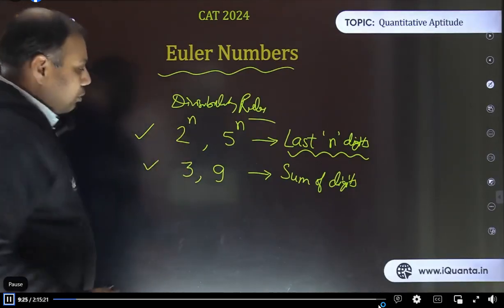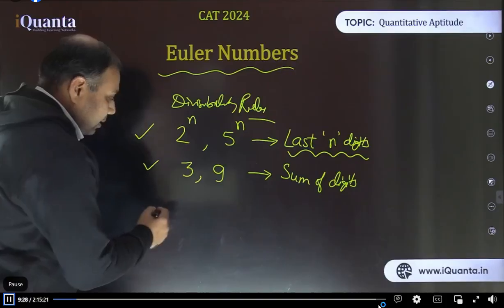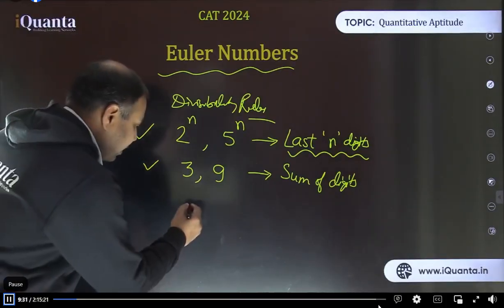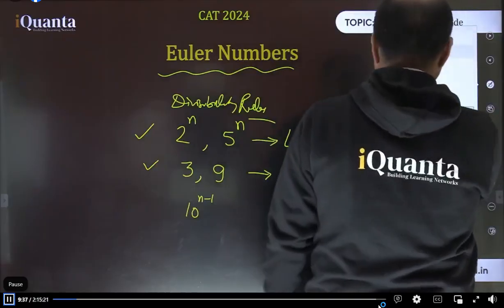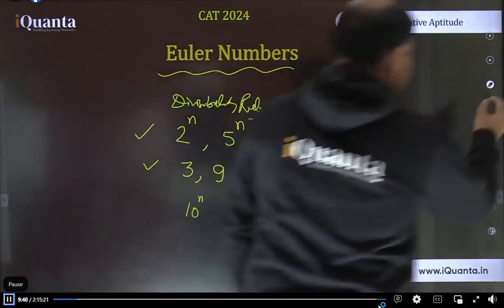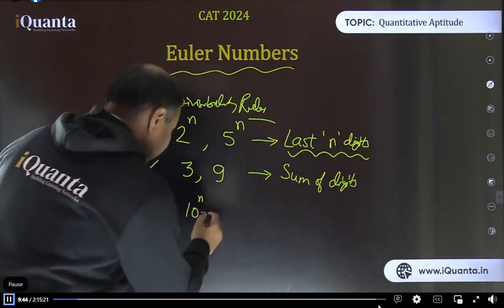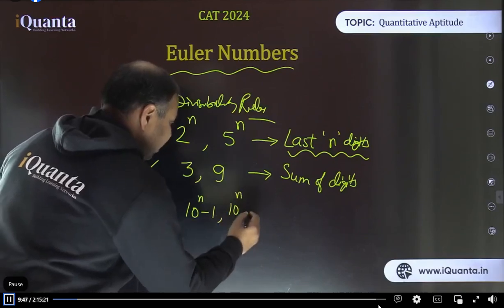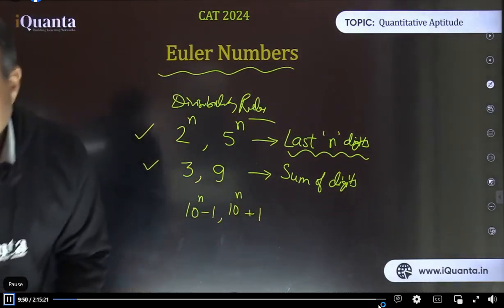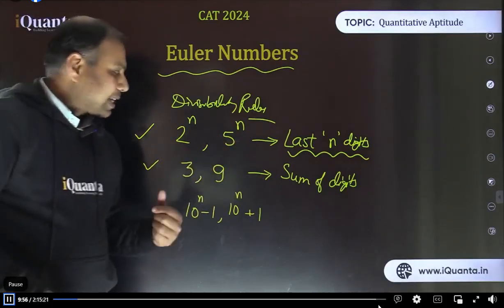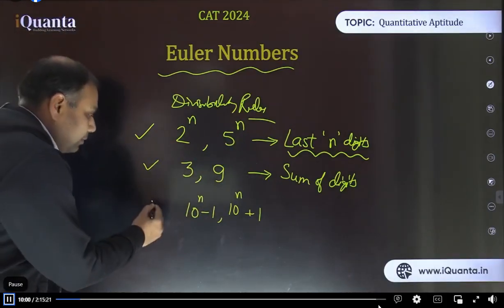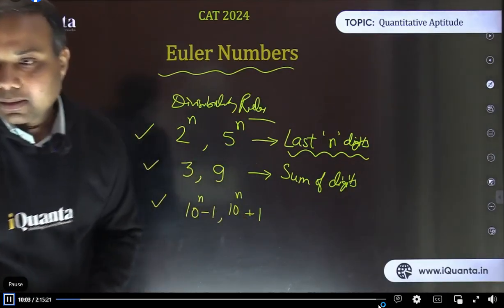After this, you also covered the divisibility rule for numbers of the form 99, basically 10 power n minus 1, and 10 power n plus 1. You also covered that, and that rule was not for 27. The 3-9 rule was not for 27. Now 27 will be covered in this third category. So 10 power n minus 1 and 10 power n plus 1.